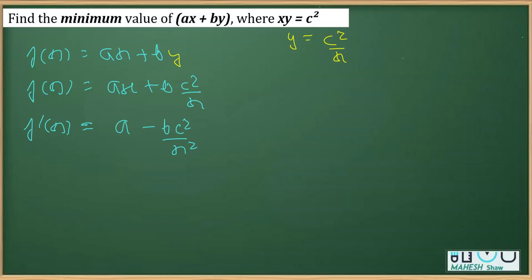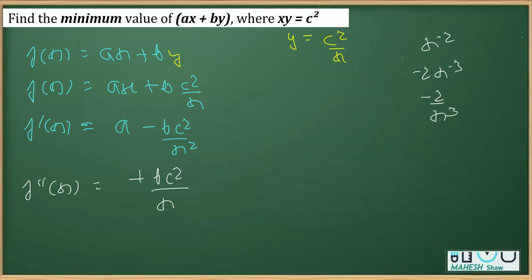Now we'll also find its second order derivative. So we'll find f double dash x is equal to, this will become 0. This is minus bc square. This is 1 by x square, which is x raised to the power minus 2, whose differentiation will be minus 2 x raised to the power minus 3. Right, so it's minus 2 over x cube. So minus will become plus over x cube.